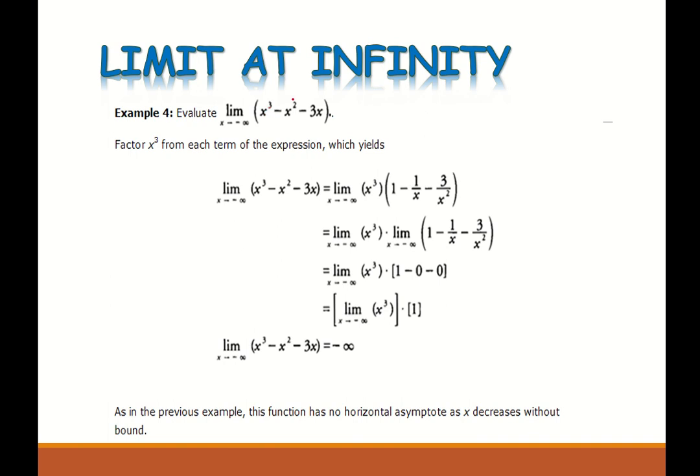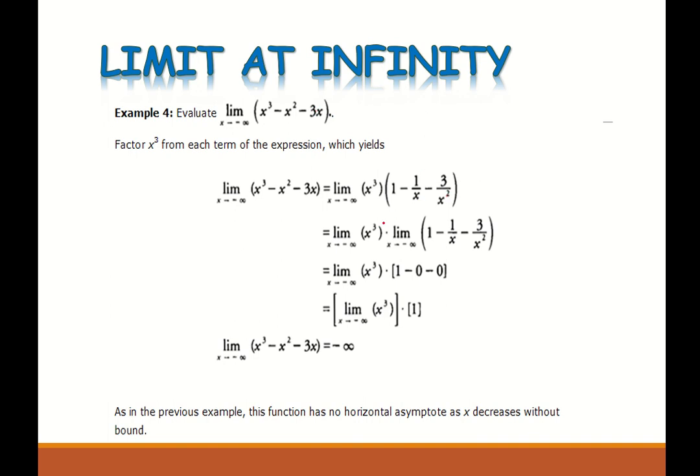Or you just do the same as what we did in the previous example. Factor out the common, or the highest, which is x cubed. So it means you have to divide each term by x cubed. So x cubed divided by x cubed, that is 1. This one divided by x cubed, so you have 1 over x. This one divided by x cubed, that is 3 over x squared.